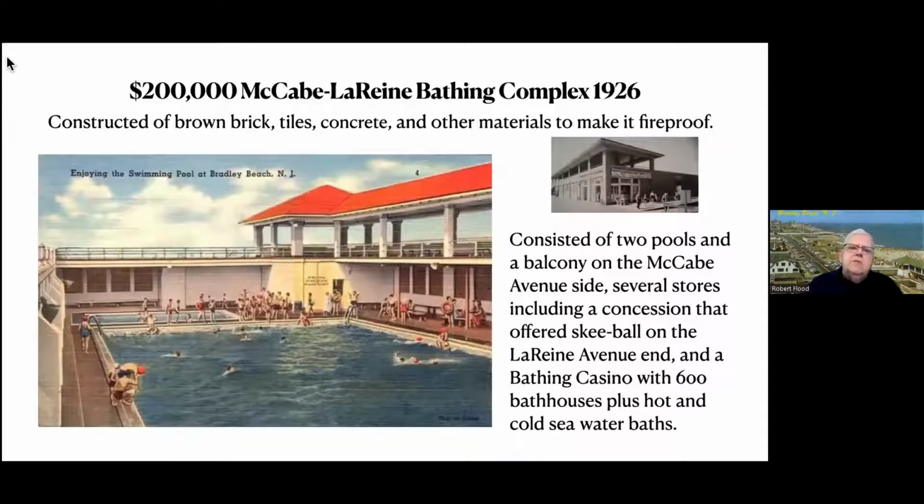The $200,000 McCabe-Lorraine bathing complex was constructed and finished in 1926. They made it of brown brick, tiles, concrete, and other materials to make it fireproof. It consisted of 2 pools. Here you can see the large pool and what they would refer to as the kiddie pool at the top of the picture, and a balcony. These were on the McCabe Avenue side.